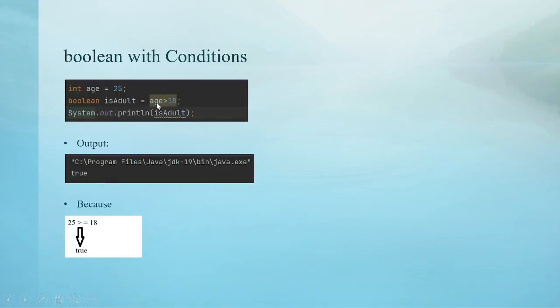Here we have a condition, age greater than 18. This is a relational expression. Java evaluates this expression and produces a Boolean result. Since 25 is greater than 18, the result will be true. It outputs true.